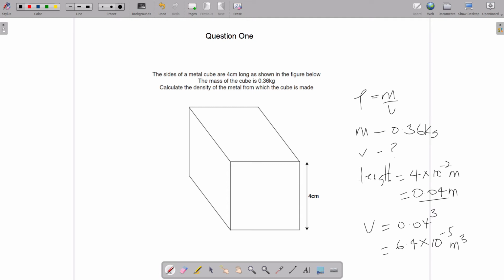Now that we have our volume and our mass, we can find our density. Our density is going to be the mass, which is 0.36 kg, over 6.4 times 10 to the power minus 5 meter cube. That will give us 5,625 kilogram per meter cube.